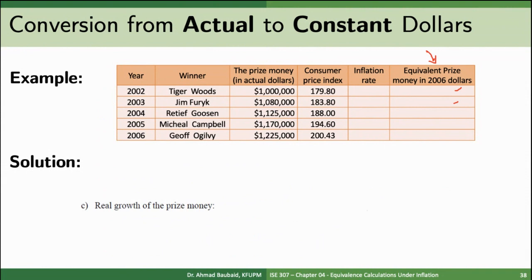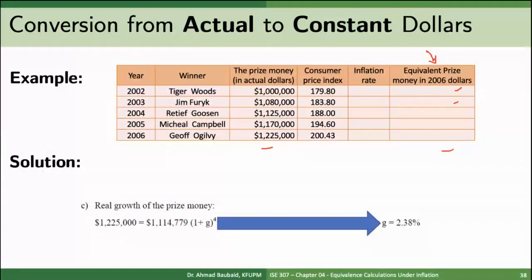Now, the question is asking about the growth rate for the constant dollars, for the equivalent prize money in 2006. So this is similar to what we've done here, except now we use these values. There's nothing really new. You see here this 122,500 is this value, which we copied over here directly. This 114,779 value is the value that we get from converting this value. So that's what's going to be written here.